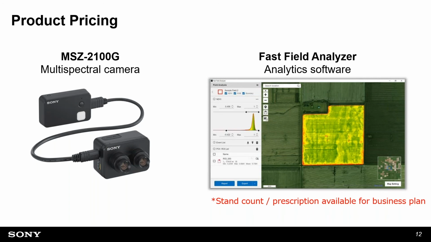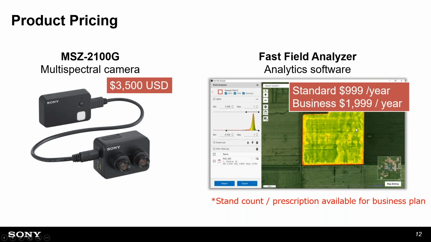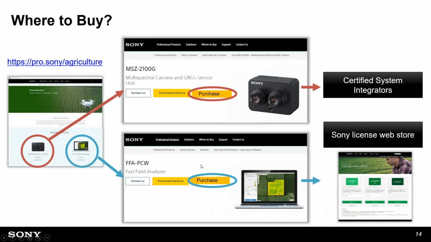Great presentation. So just a couple of quick things. I've already had a question about the pricing. The pricing for this solution: they have cameras and software. The camera is $3,500 US, and the software is a yearly subscription plan. We have standard and business plans, and the additional functionality such as fan count or prescription is available only for the business version. So please check which functions are available for each version.